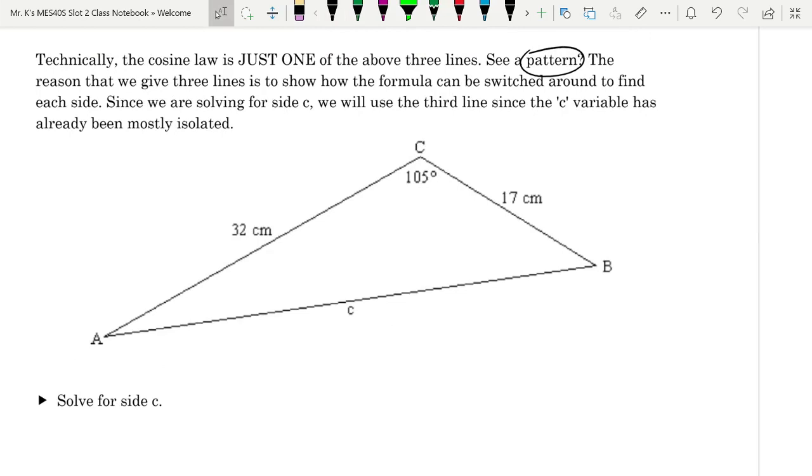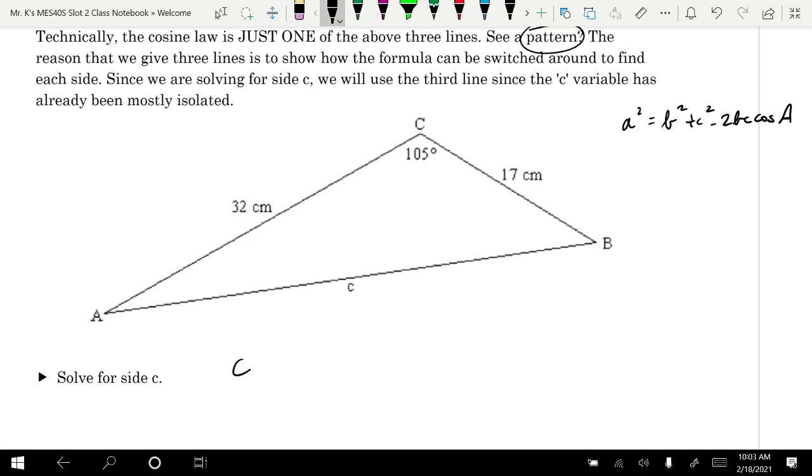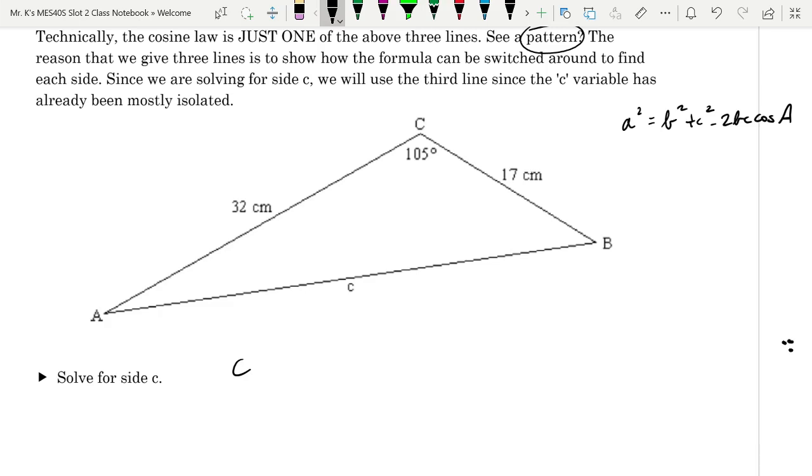So if I know that the formula is a squared equals b squared plus c squared minus 2bc cosine of A, if that's the one they give me on the formula sheet, what does the formula look like for C? Without peeking, see if you can get it. And again, it's actually c squared. And actually my pen just stopped working. There we go. See if you can fill that out. Without peeking back. Don't peek at the page before. No cheating.